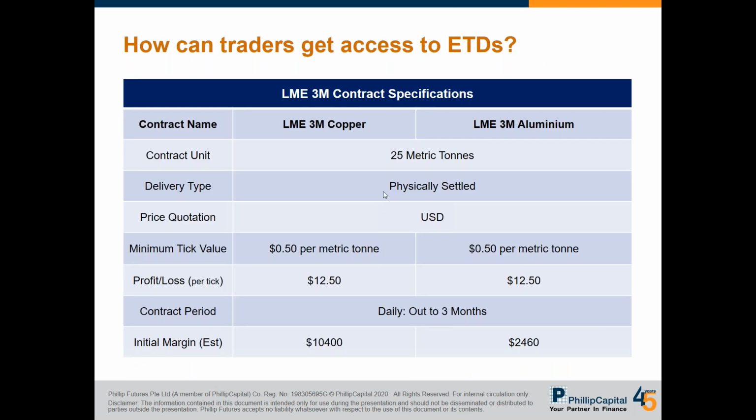So I'm just going to briefly skim through this. How can you actually get access to ETDs and trade the base metal contracts? There are several ways. One, of course, is the LME 3-month rolling forward. You can see over here there's aluminium, nickel, lead, tin, and of course zinc. It's 25 metric tons. Delivery type is physically settled. The minimum tick value is 50 cents per metric ton, so per tick your profit and loss will be about 12.50.